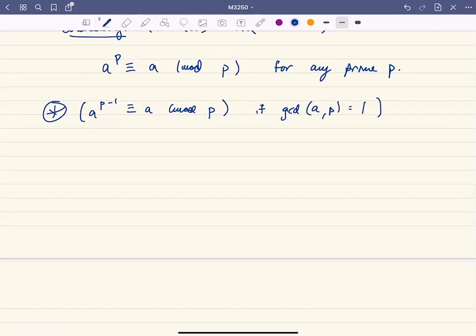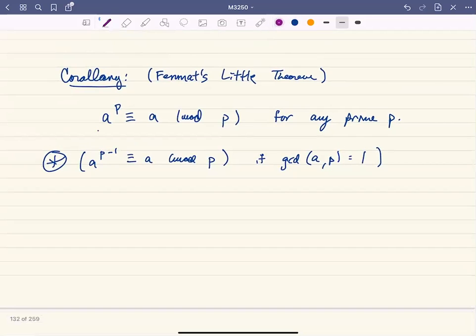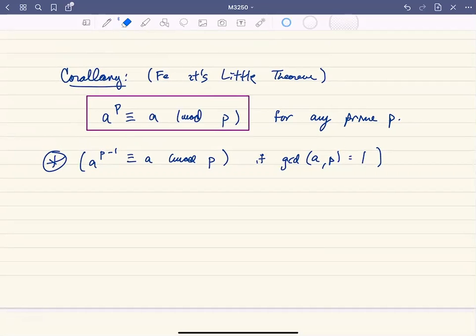But of course, if a and p are not relatively prime, then a is just 0 mod p, because the only values that divide a prime are that prime itself, and so a is 0 mod p, and therefore a to the p is congruent to a, even if it's not relatively prime. Okay, so again, this result right here, that a to the p is congruent to a mod p, is called Fermat's little theorem. Fermat, F-E-R-M-A-T. And this you can think of as a corollary of Euler's theorem, even though Euler's theorem came later. Euler's theorem is a lot stronger.